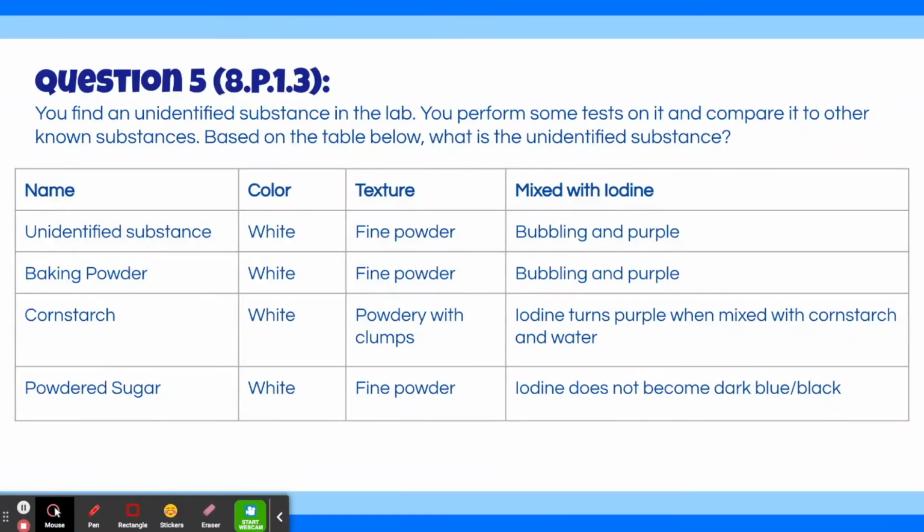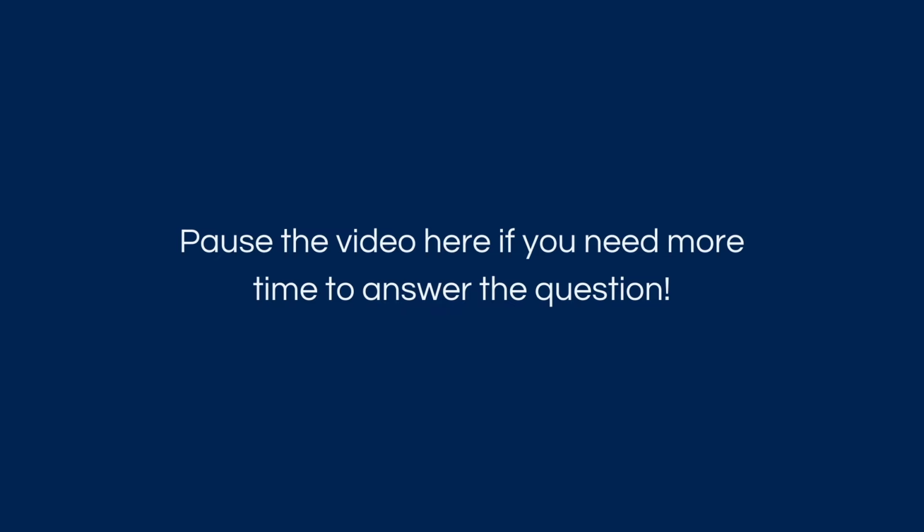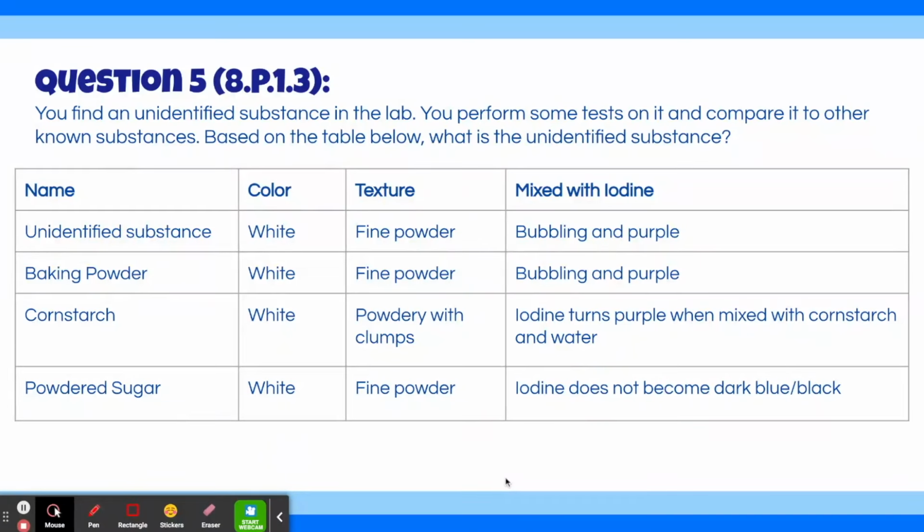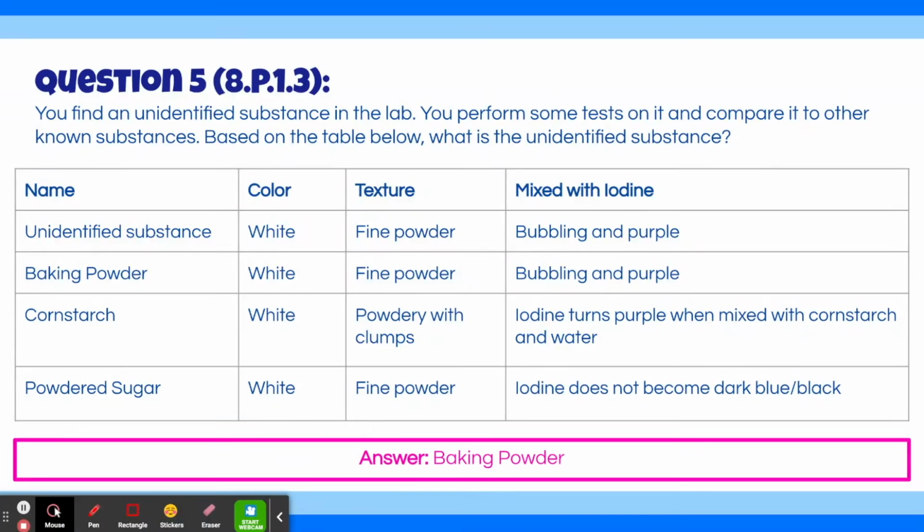Question 5. You find an unidentified substance in the lab. You perform some tests on it and compare it to other known substances. Based on the table below, what is the unidentified substance? You might need to pause the video on this screen so you can take a longer look at the table. So the answer to this question is baking powder. If you got that right, go ahead and skip to the next question.